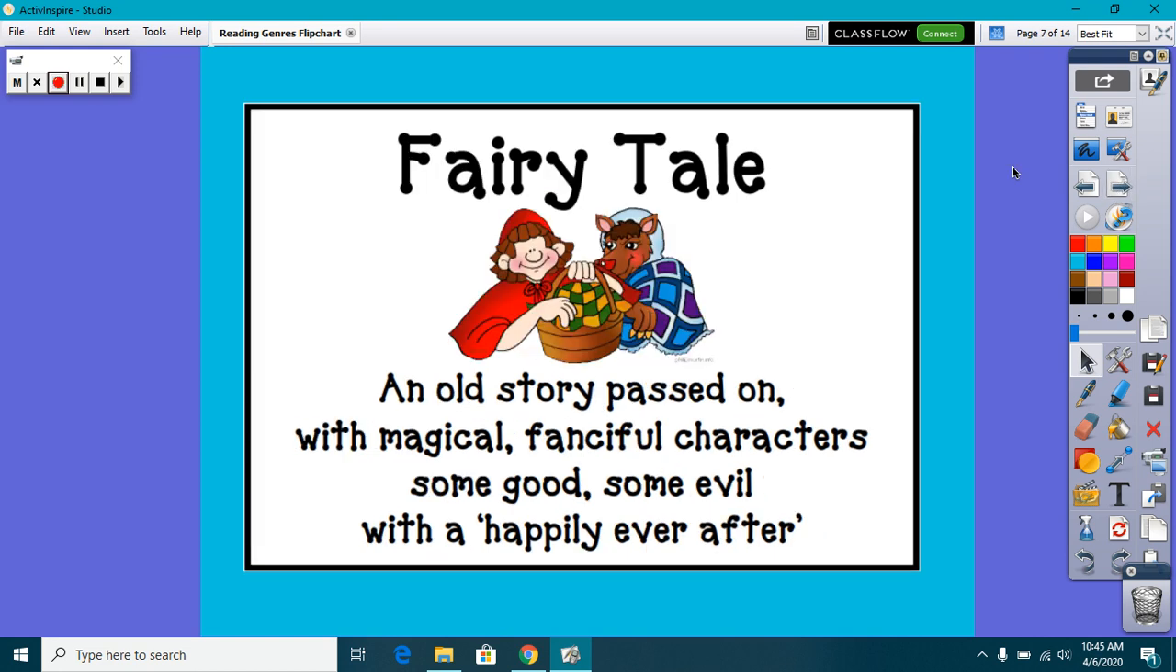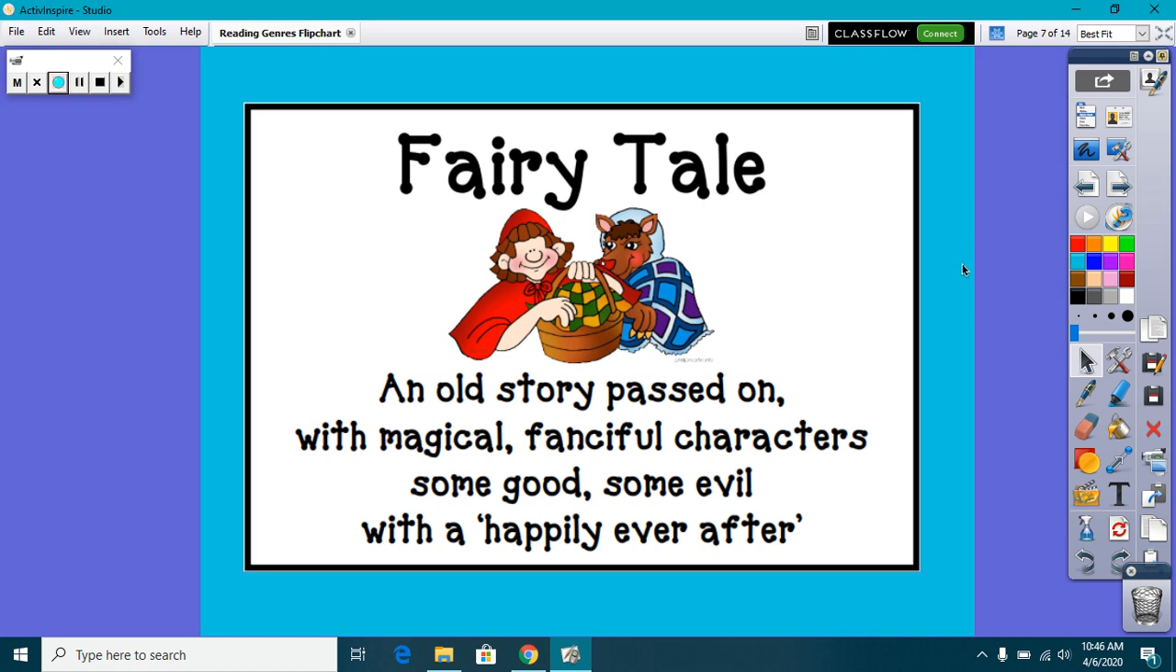Okay, the next genre is a fairy tale, which I'm sure all of you have read some kind of fairy tale before. It is an old story passed on with magical, fanciful characters, some good, some evil, with a happily ever after at the end. So in the picture, you might recognize this is Little Red Riding Hood and the Wolf. That's a popular fairy tale.